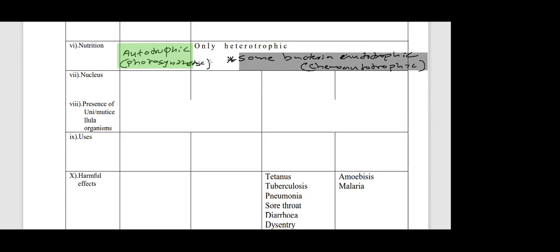So all the fungus are heterotrophic. Fungus will never become autotrophic. All the fungus heterotrophic, and all the protozoa, there's one exceptional protozoa. So I'll write the exception only. Under protozoa, Euglena autotrophic. Euglena is a protozoa, autotrophic, photosynthetic. These are the two exceptions.